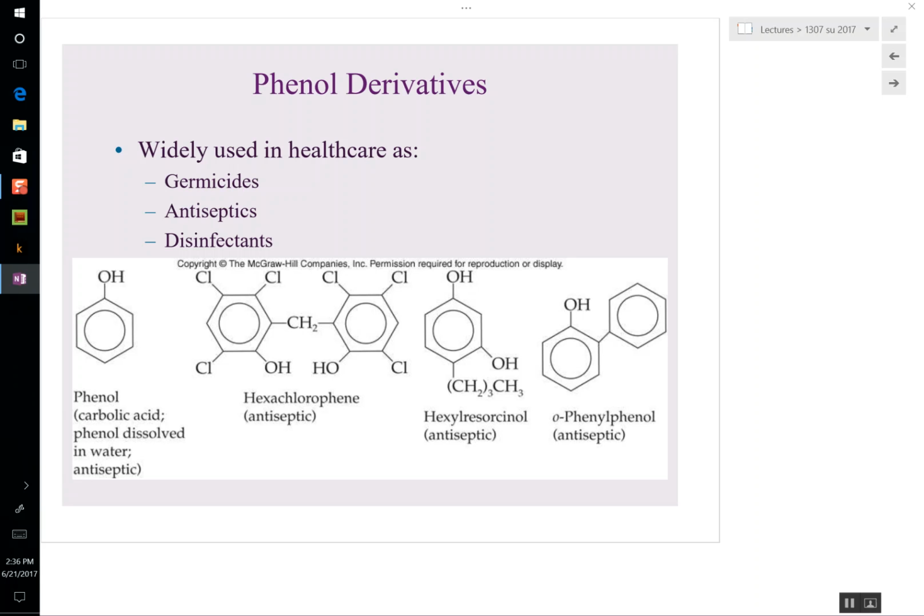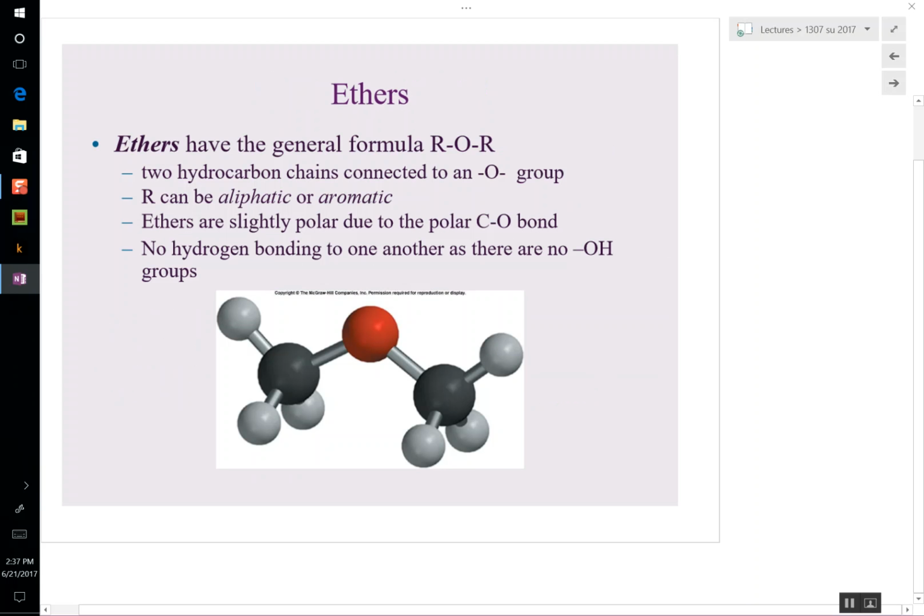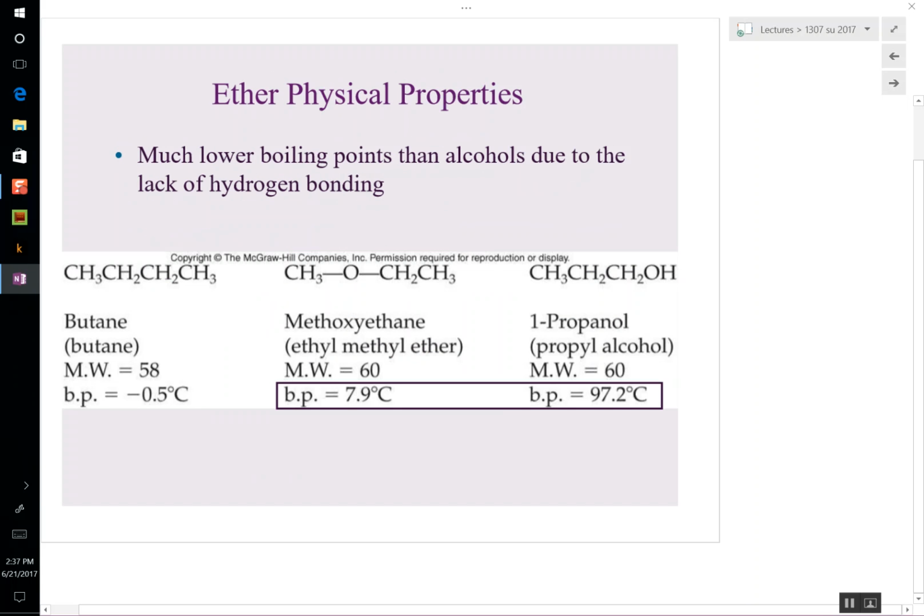Hexachlorophene. This is kind of a phenol with chlorines on it, bonded to another one. There's hexachlorophene. It's an antiseptic. This is the only one you have to memorize the name and structure of. All antiseptics. Hexylresorcinol, orthophenylphenol, phenol. All right, you don't need to worry too much about special reactions of phenols.